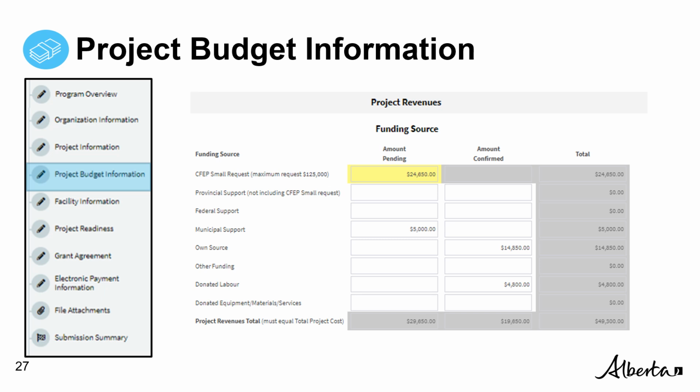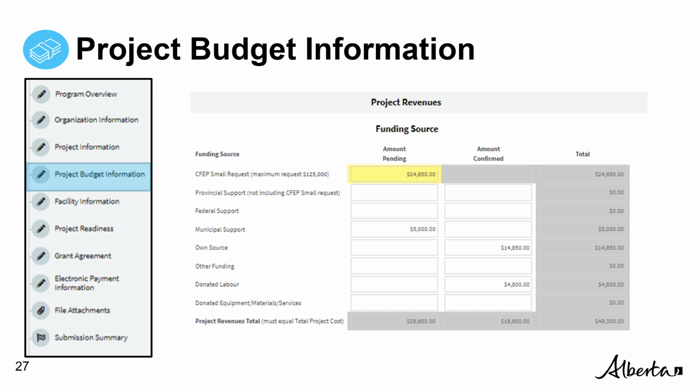Other Government of Alberta funding may not be used as a matching resource for the CFEP Small grant. Maximum funding from all sources of the Government of Alberta cannot exceed 50% of the total project cost. Please refer to the program's guidelines if you need more information on how we define provincial support.